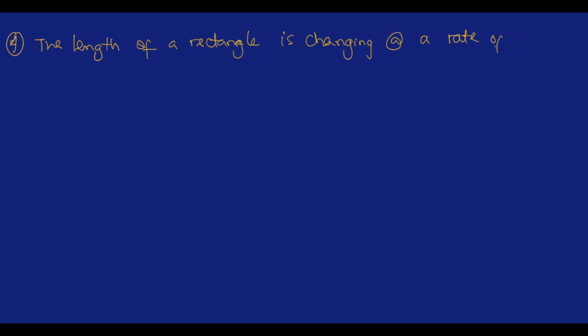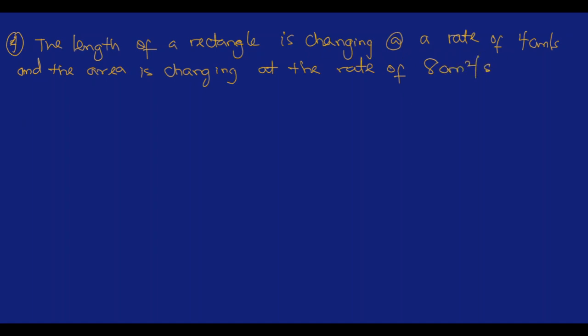So let's take a look at one last question on rates of change. We've been told that the length of a rectangle is changing at a rate of 4 centimeters per second, and the area is also changing at a rate of 8 centimeters squared per second.